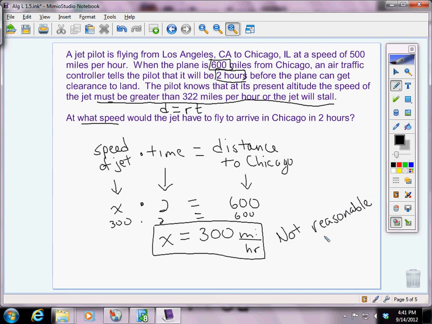So, at this point, the pilot is going to have to take some other action. Maybe he would have to start circling or find some kind of holding pattern, but I don't think it would be a good idea for that jet to stall on the way to Chicago. So again, real life example, guys, of airplane pilots who have to use math. And we will spend some time on this in class, just becoming familiar with setting up these models.